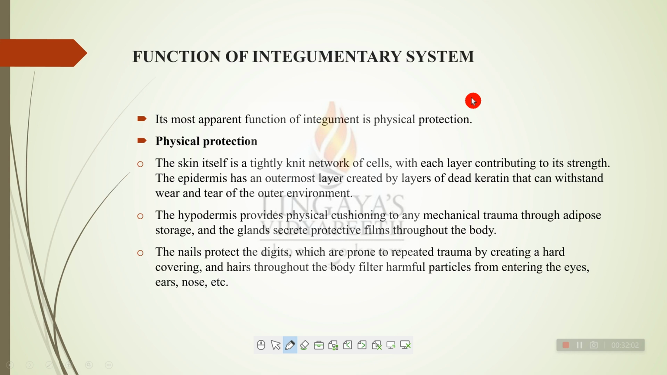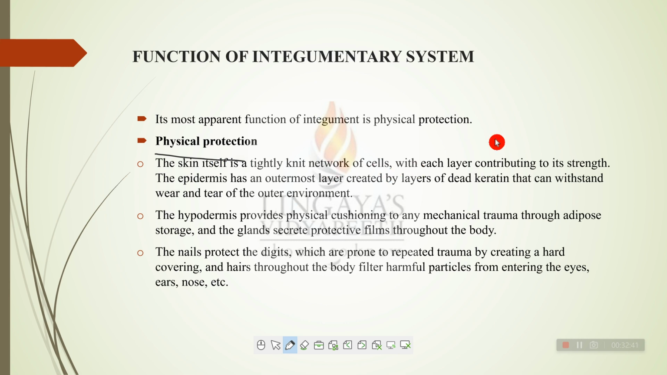Now talking about the functions performed by the integumentary system as a whole, including the hair shaft, the nails and the associated glands. The first and foremost function of the integument is physical protection. It acts as a physical barrier between the external environment and the internal environment. So it helps protect our body by preventing the entry of pathogens or other foreign material.